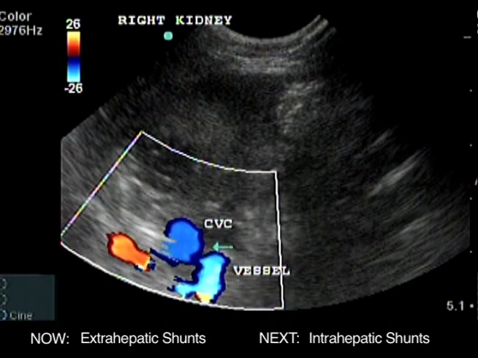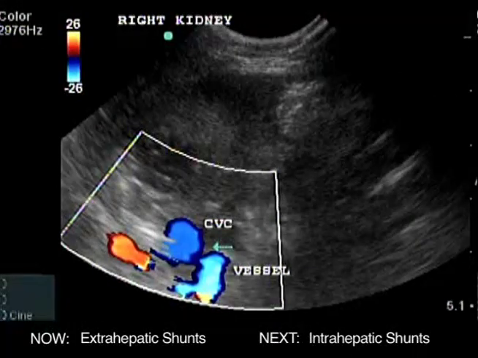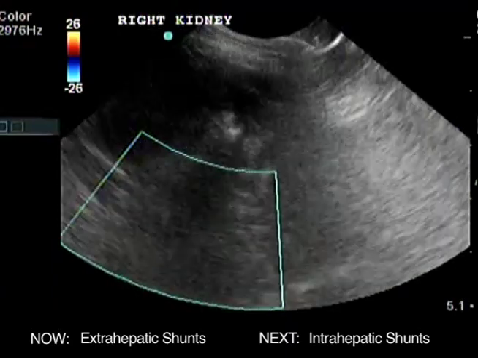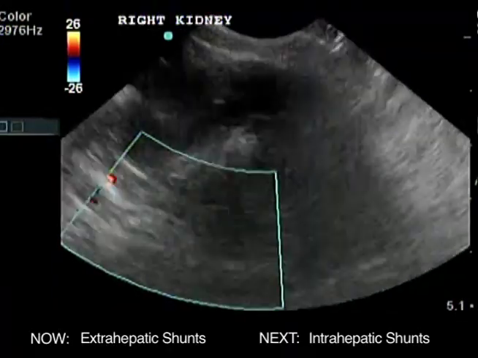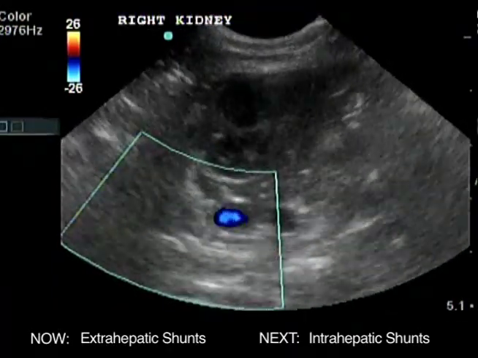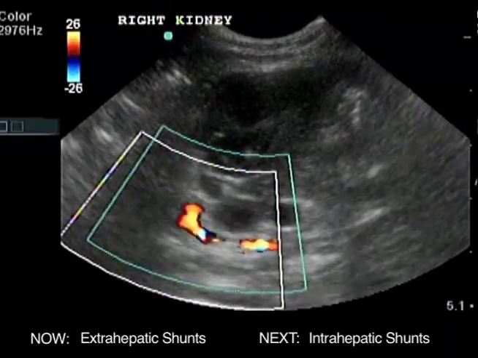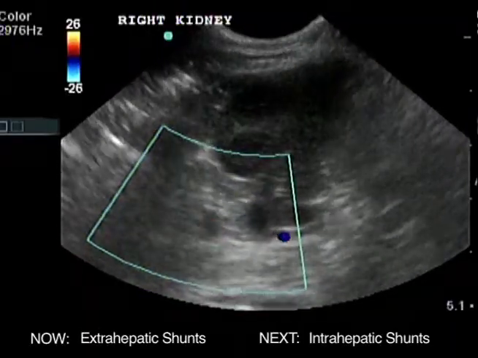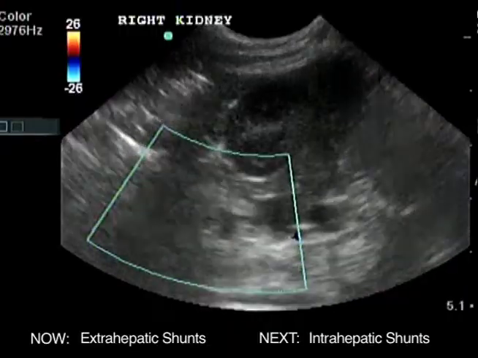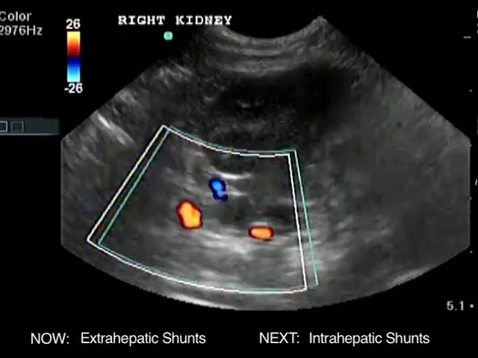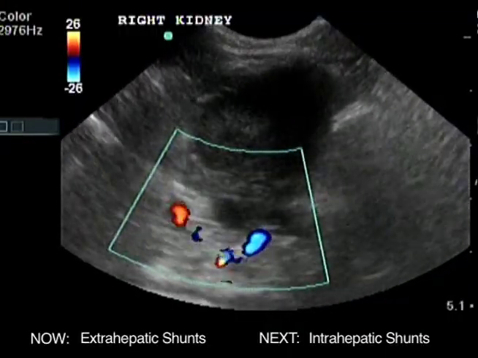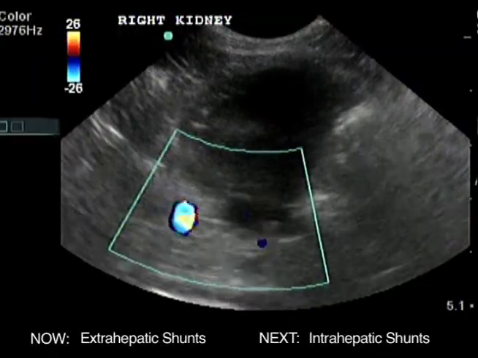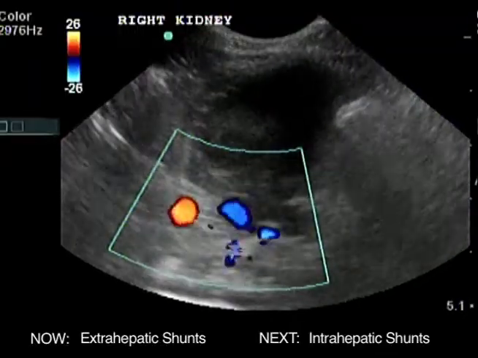This video begins in a right lateral transverse position with color flow Doppler in a normal dog to show another method of locating a shunt. The right kidney is in the near field, the aorta is red and in the far field, the caudal vena cava is blue and to the right side of the aorta in the transverse view.